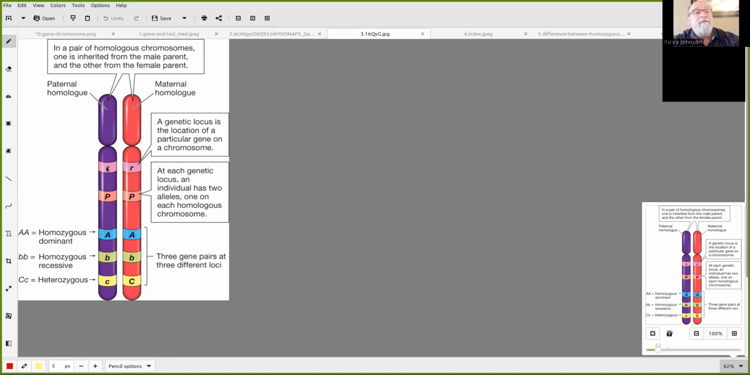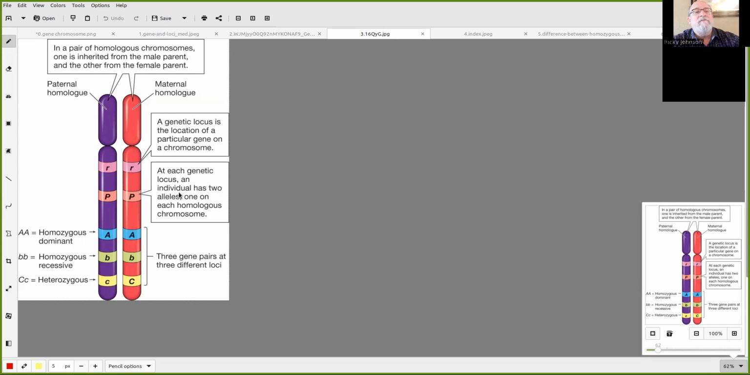So dad had a little r, a big P, a big A, a little b, and a little c for his genes on this particular chromosome. Mom had a little r, a big P, a big A, a little b, but she had a big C. So she has a slightly different allele. So the gene is here. These are the same gene, but they are different alleles.